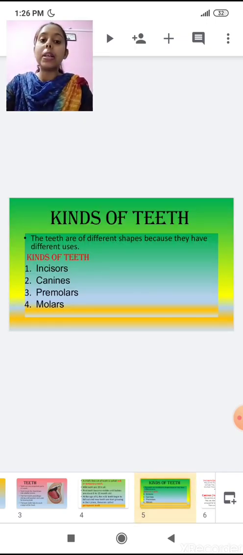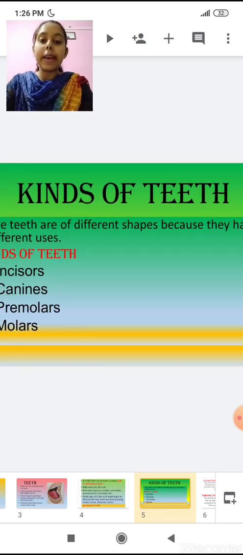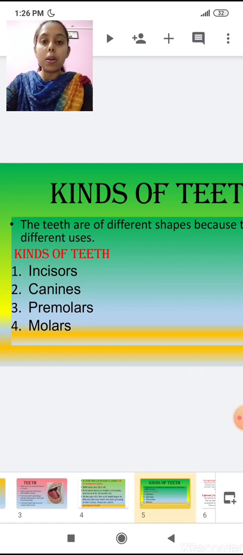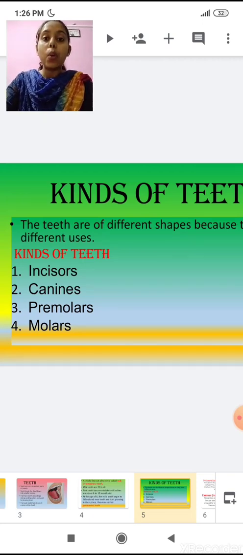And we also learned about the kinds of teeth. According to the shape and the function, there are four kinds of teeth. First is incisors, second is canines, third is premolars, and the fourth is molars. Children, today we are going to learn about the structure of a tooth. Yes, we will see today what the structure of a tooth is.